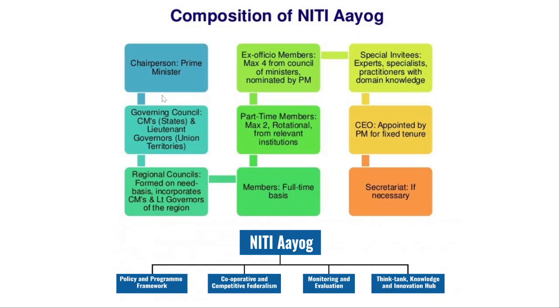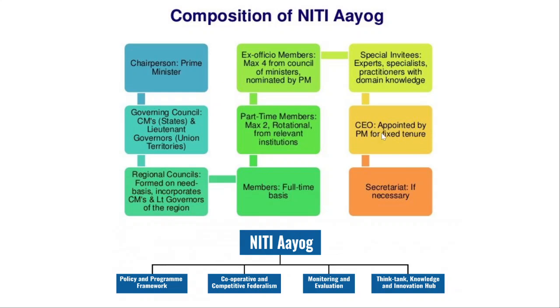so the chairperson is the Prime Minister, and then you have the Governing Council, CMs of all states and Lieutenant Governors of Union Territories. Okay, then you have the ex officio members. So ex officio means by default. Maximum four from the Council of Ministers who are nominated by the PM, and special invitees like experts, specialists, practitioners with domain knowledge, and the CEO. Okay, Niti Aayog chairperson is Prime Minister.